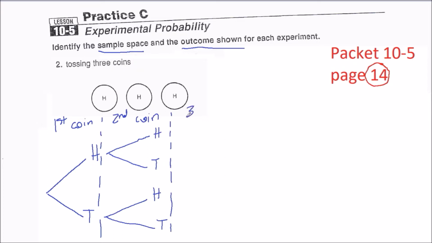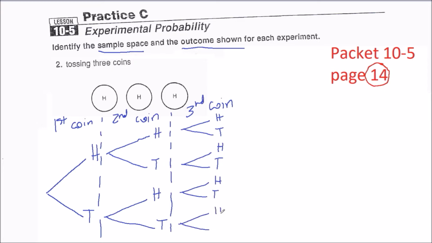And now the third coin, I want to follow each of these branches. There we go, third coin. So if it's heads on the first coin and heads on the second coin, well, then the third coin could be heads or tails. If it's heads on the first coin, tails on the second coin, the third coin could still be heads or tails. Every one of these endpoints I have from the second coin, I'm going to branch off 2 more branches with another heads and tails. So each of these represents an endpoint for the entire experiment of flipping 3 coins.